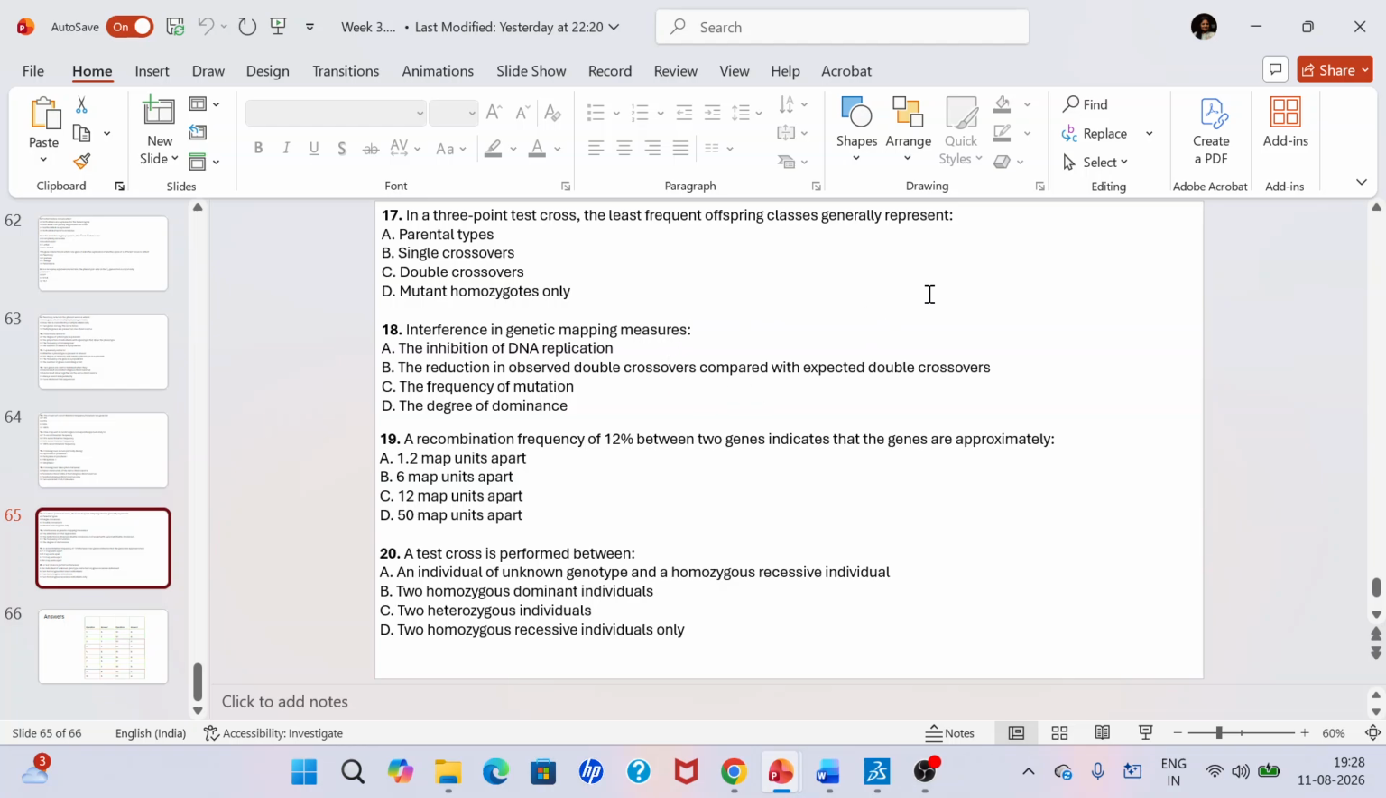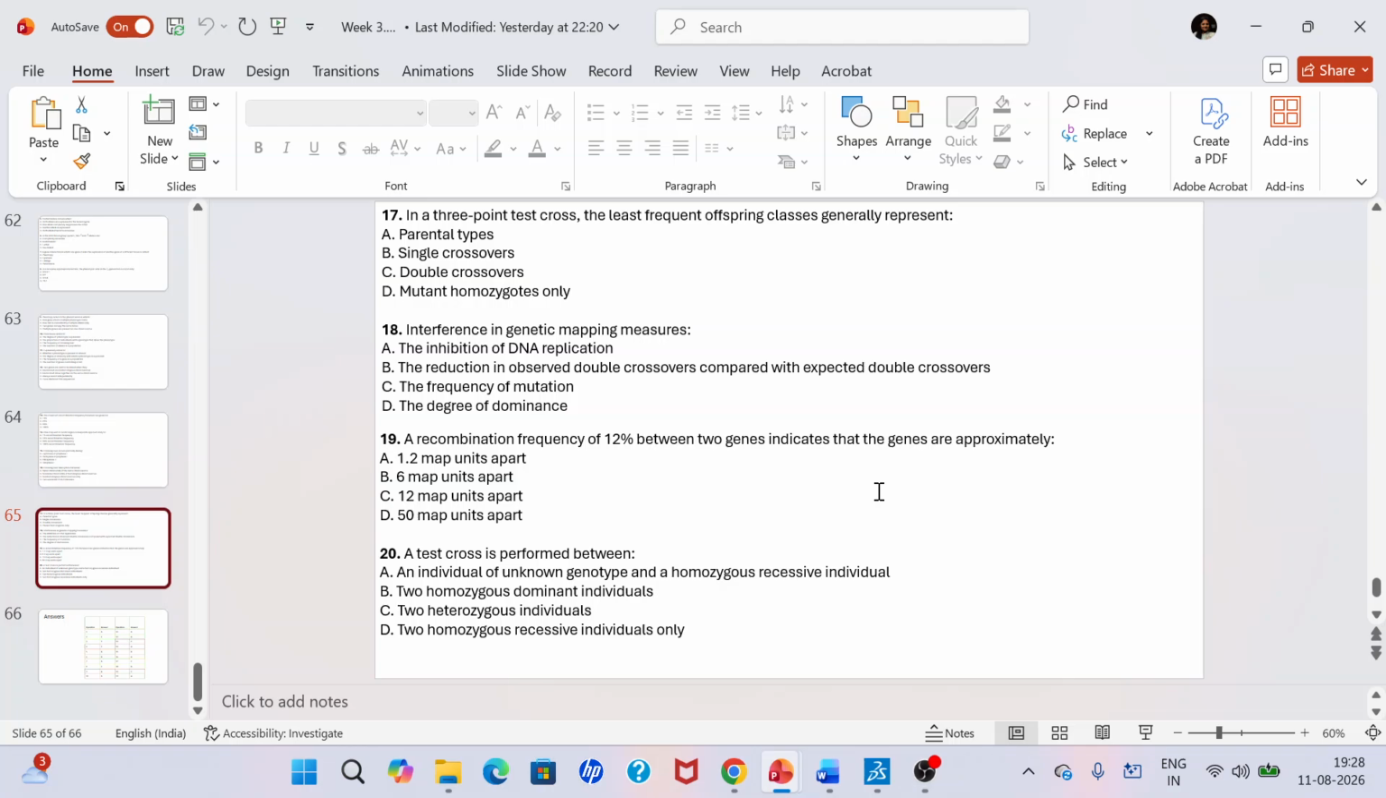In a 3-point test cross, the least frequent offspring classes generally represent. This I'm not very sure if you guys will know. I'll tell you the answer. It is double crossovers. This is a phenomenon you'll study further in the genetics series. Okay, a recombinant frequency of 12% between two genes indicates that the genes are approximately how far apart?